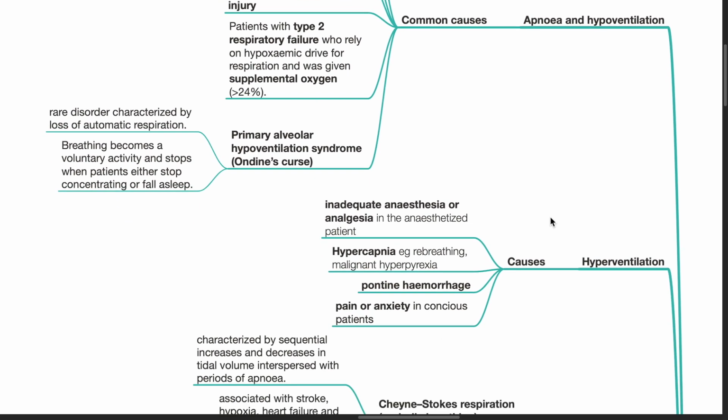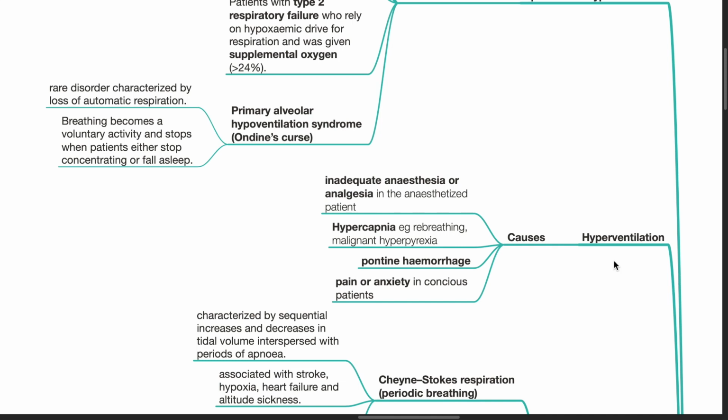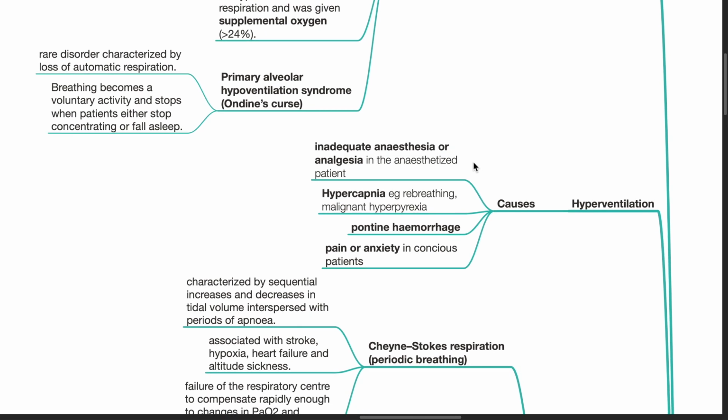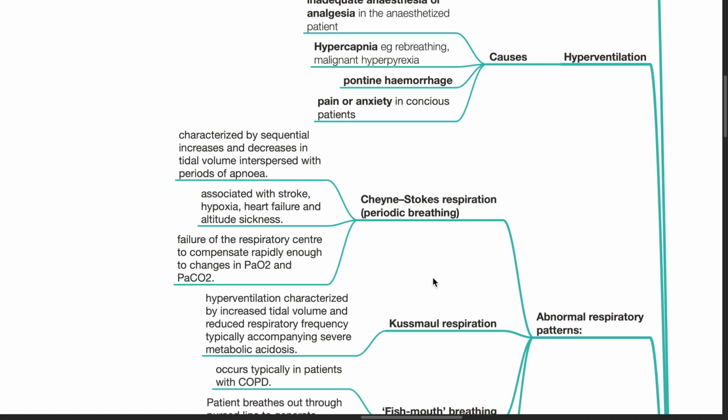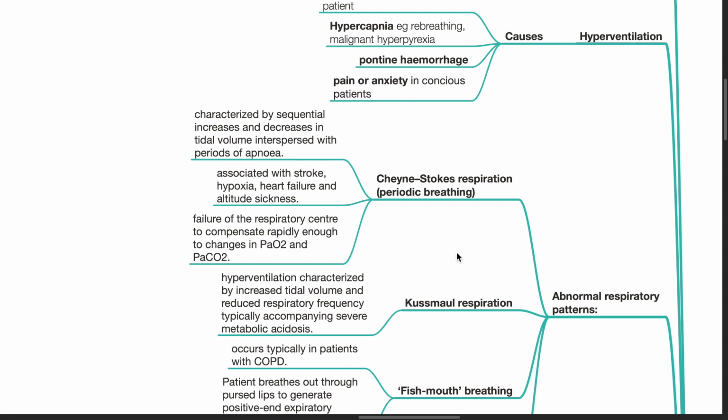Causes of hyperventilation include inadequate anesthesia or analgesia in the anesthetized patient, hypercapnia such as in rebreathing, malignant hyperpyrexia, pontine hemorrhage, and pain or anxiety in conscious patients.